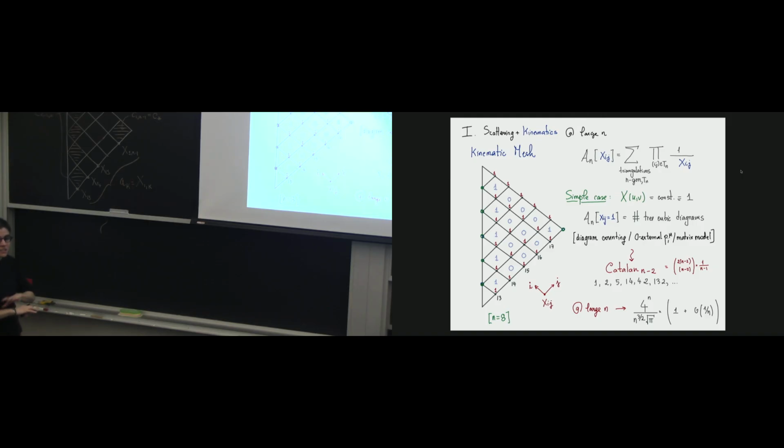So let's look at the simplest possible configuration. This is the case where the profile that I pick is a constant. Say they're all equal to m squared, or let's work in units where m squared is 1. So let's say all the x's are equal to 1. Then the amplitude just turns into a pure counting of cubic diagrams. That's the same as a zero external momentum limit, or equivalently where this theory becomes a matrix model.